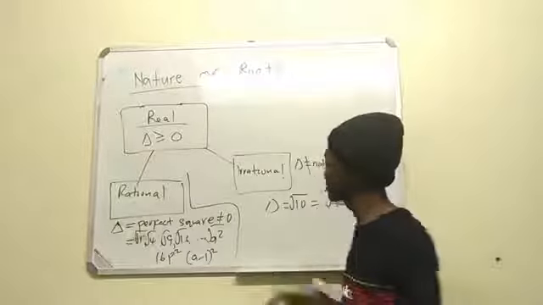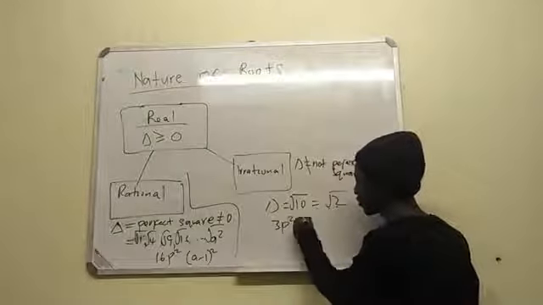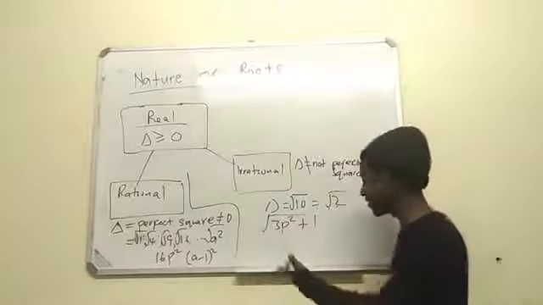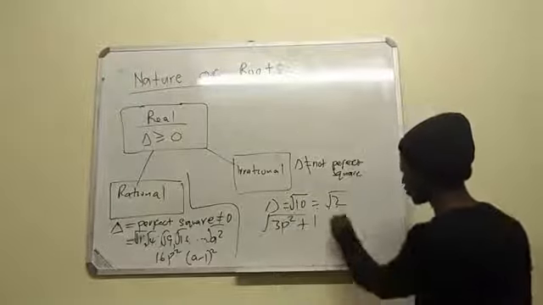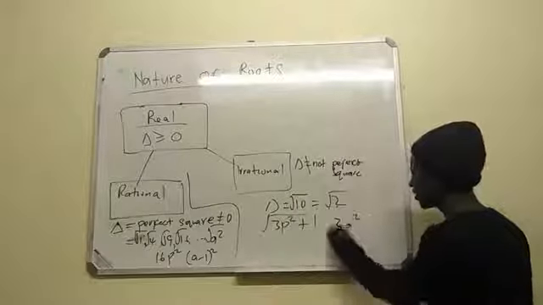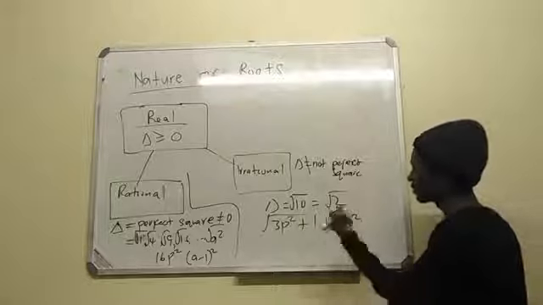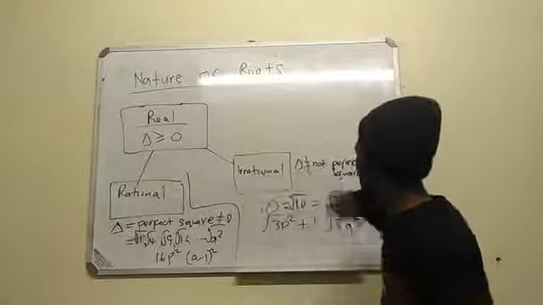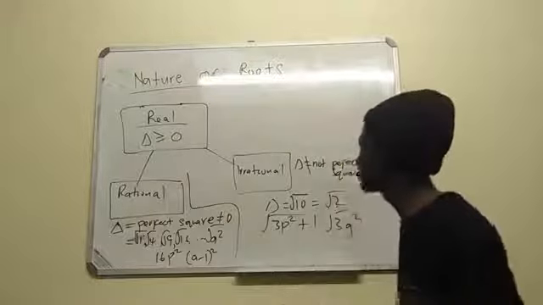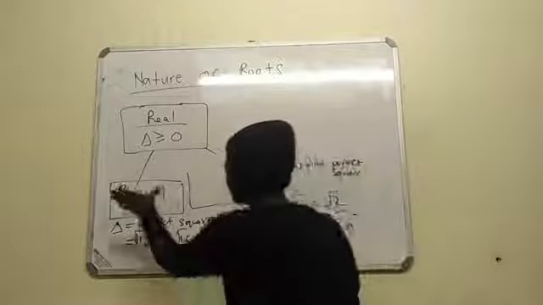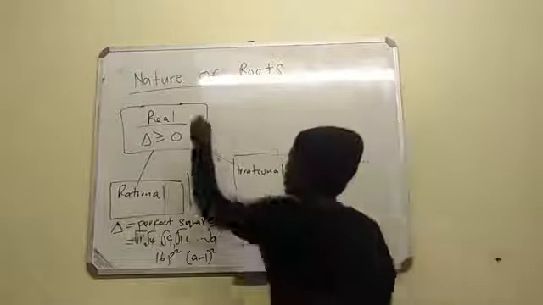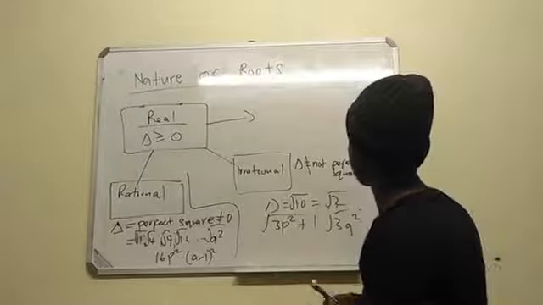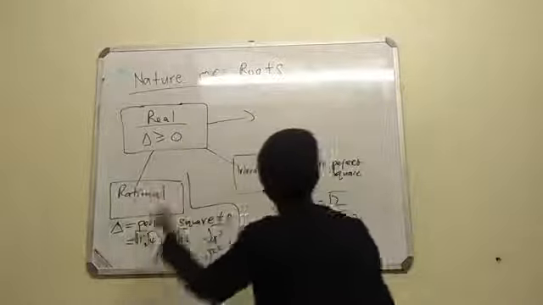And another one is when we have, for example, maybe 3p squared plus 1. If you find the square root of this thing, it's not going to give you anything. So this also is not a perfect square. Or the square root of 3q squared. You don't know the square root of everything like here. So if your delta is not a perfect square, then it means it's irrational. And the last thing we can discuss here is whether it can be rational or irrational.